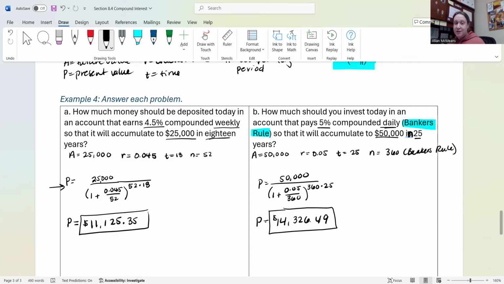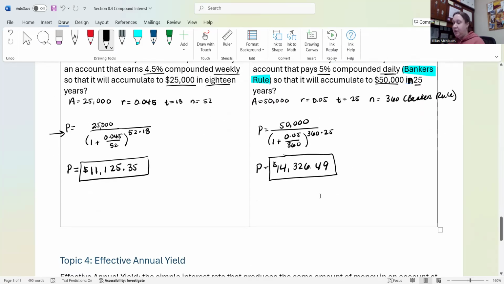If you only invested the 0.48, you wouldn't meet your goal. Let me show you what we mean by that. So for fun, let's figure out what A is if we didn't round up. Remember the formula for future value with compound interest is P, so 14,326.48, remember, if we didn't round up, times 1 plus 0.05 divided by 360 raised to the 360 times 25. We'll go to the calculator with that.